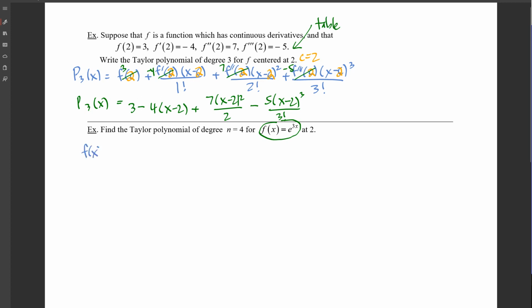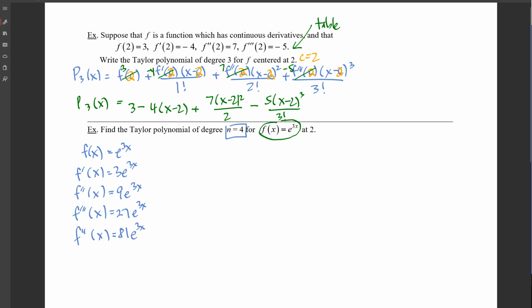All right, let's go ahead and get started. So the first thing we do is we write f of x is equal to e to the 3x. Then we take the derivative of that. So that's 3e to the 3x. Then we take the derivative of that. So that's 9e to the 3x. Then we take the derivative of that. So that's 27e to the 3x. And this says to the fourth degree, so let's move to the fourth derivative.